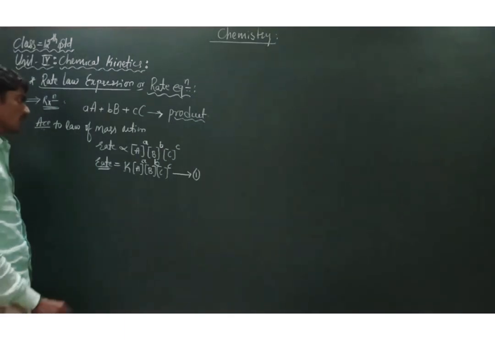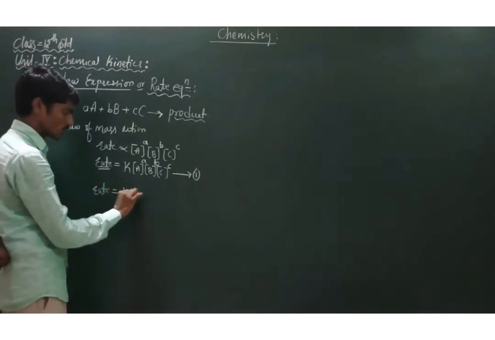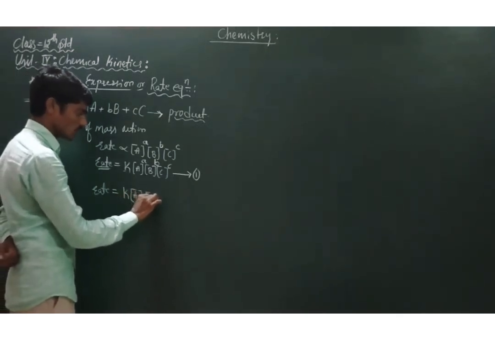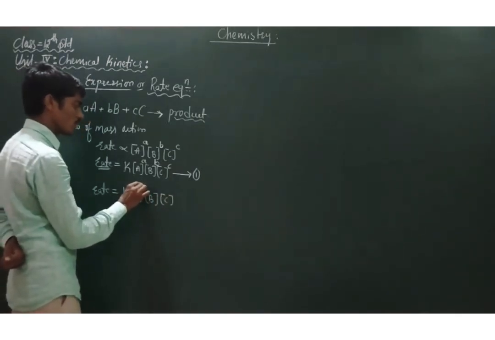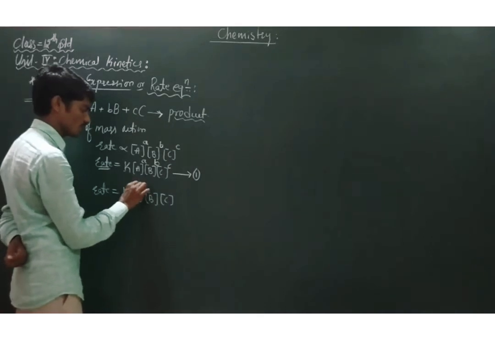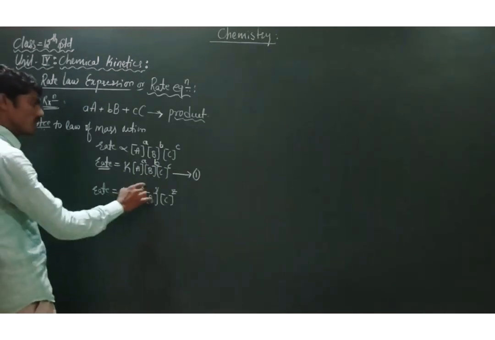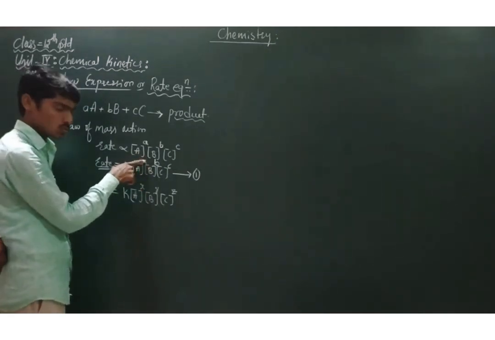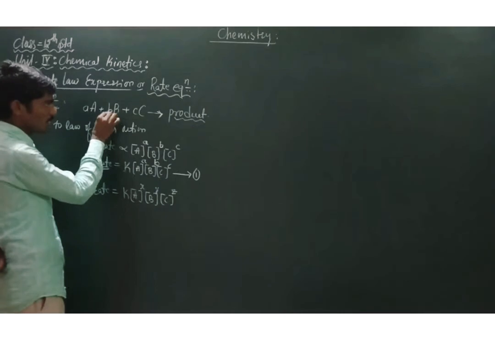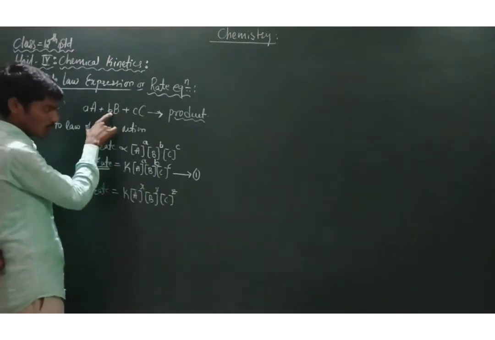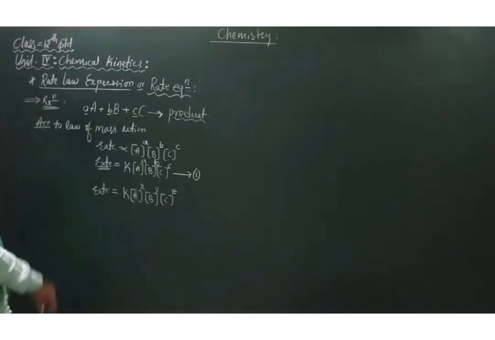So in general, we can write rate is equal to K into concentration of A to the power x, concentration of B to the power y, and concentration of C to the power z. Here x may or may not be equal to the stoichiometric coefficient a, y may or may not be equal to the stoichiometric coefficient b, and z may or may not be equal to the stoichiometric coefficient c.